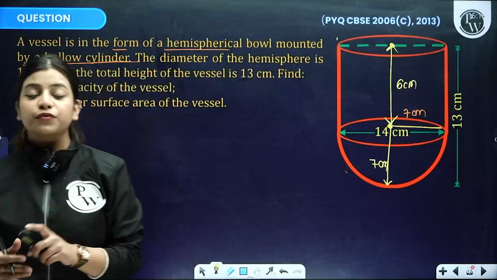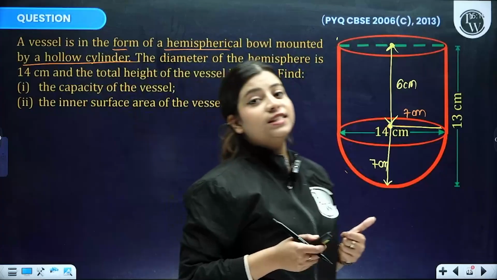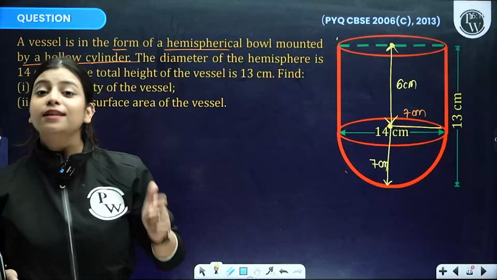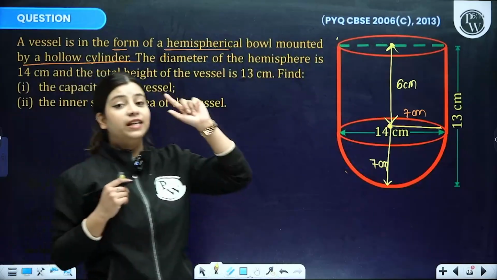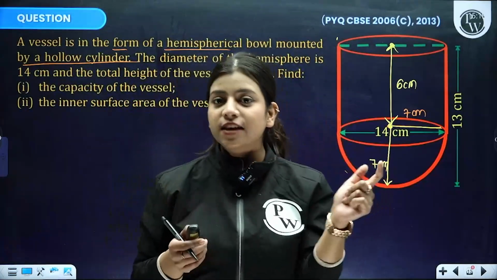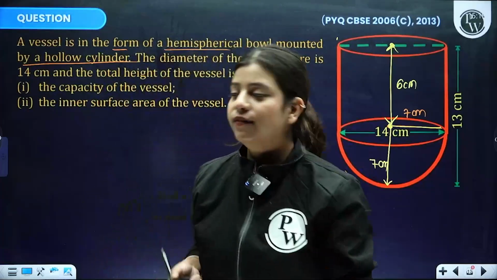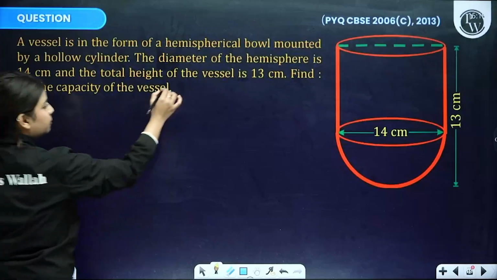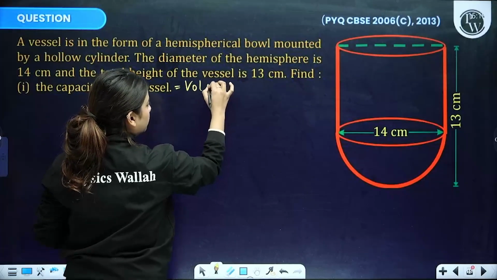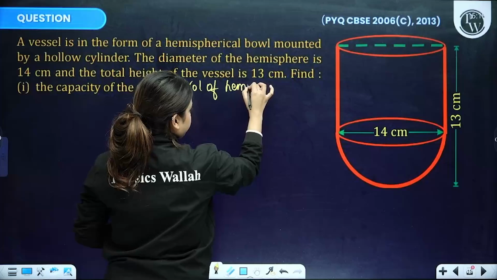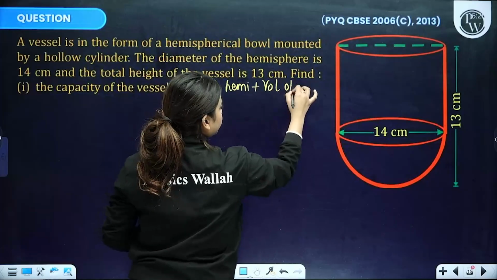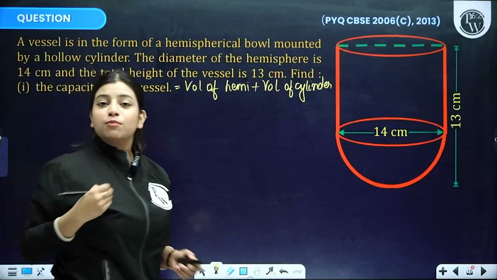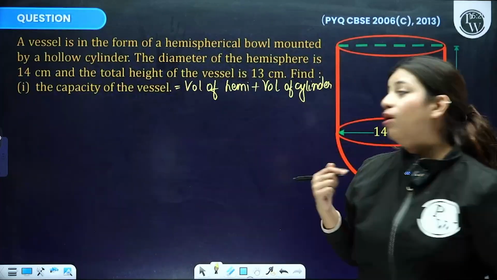So whenever the radius is not given for the cylinder, the radius will be the same as the radius of the hemisphere. Secondly, the height of the cylinder is not given, but the height of the entire vessel is given, and the radii is given, and we can directly find that out. So the very first thing that we have to find out is the capacity of the vessel. So capacity will be equivalent to volume of hemisphere plus volume of cylinder. Right? So capacity will be equivalent to volume of hemisphere added to the volume of cylinder.